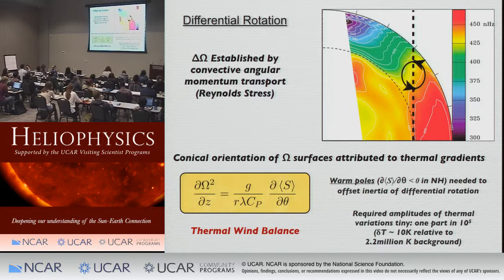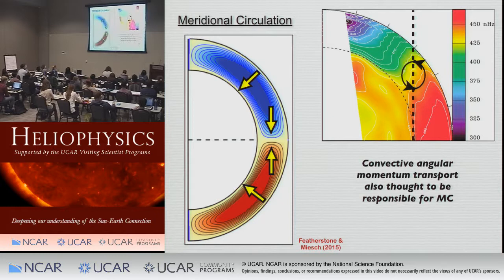And the required amplitude is about 1 part in 10 to the 5. It's tiny. It's about 10 Kelvin pole to equator temperature difference compared to the 2.2 million Kelvin background. All right, but this can also account for the meridional circulation. So here I've drawn a simple circulation cell that goes toward the poles near the surface and towards the equator at the bottom of the convection zone. So a single circulation cell per hemisphere.